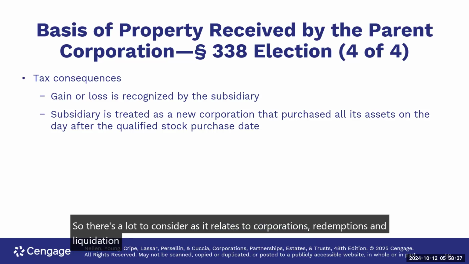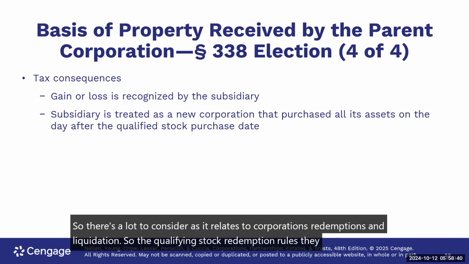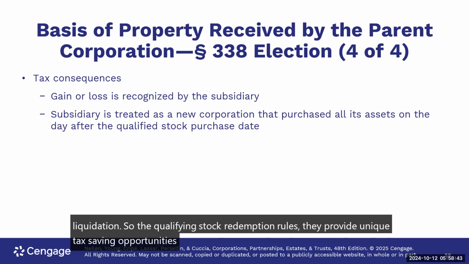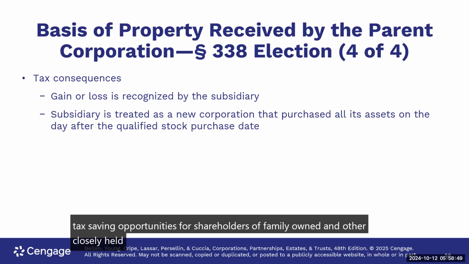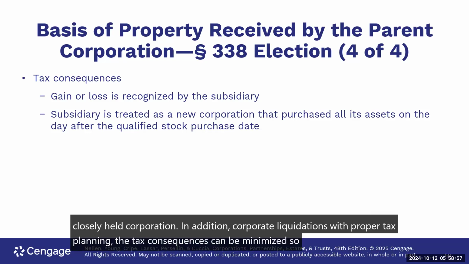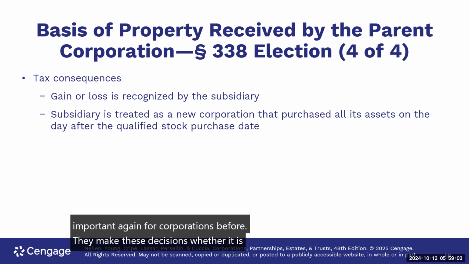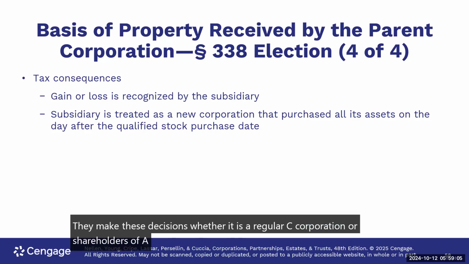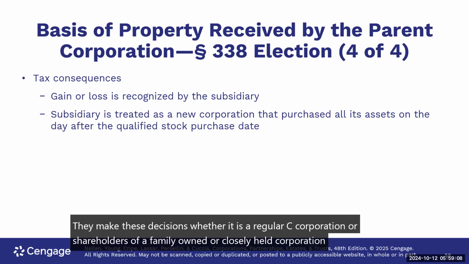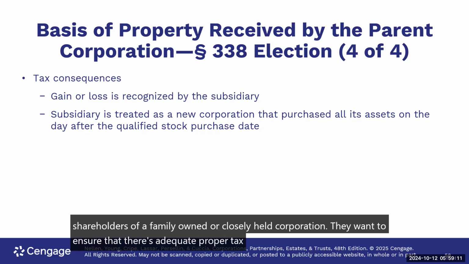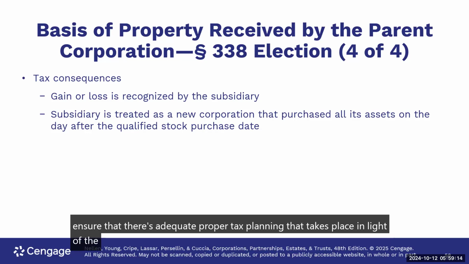The qualifying stock redemption rules provide unique tax-saving opportunities for shareholders of family-owned and other closely held corporations. In addition, with proper tax planning, the tax consequences of corporate liquidations can be minimized. So it's very important for corporations, whether a regular C corporation or shareholders of a family-owned or closely held corporation, to ensure that adequate, proper tax planning takes place before they make these decisions, in light of the potential tax consequences to both the shareholder and the corporation.